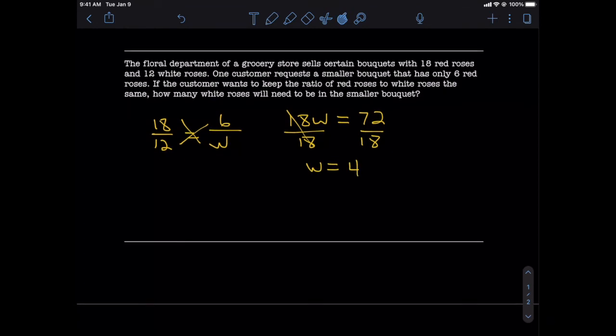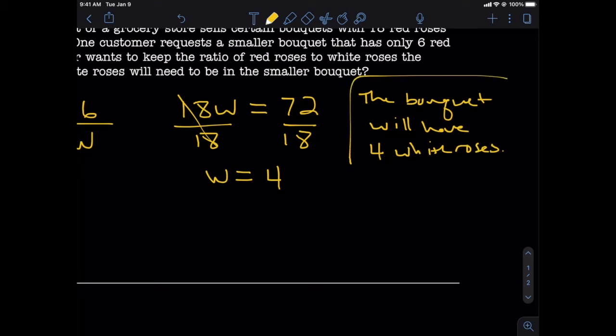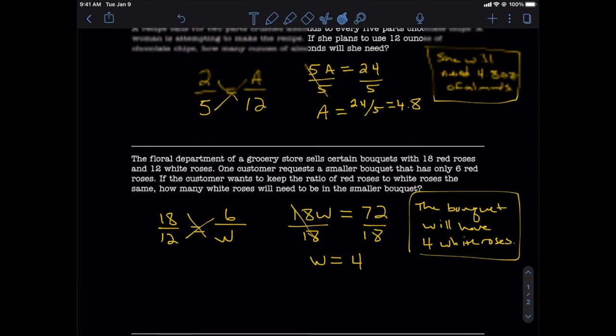Get ready, journalists. It's time to do a little bit of reporting. We are going to write our answer in a complete sentence. The bouquet will have 4 white roses. Beautiful. Now, whoever's reading this is going to know that we were paying attention to what we were doing.